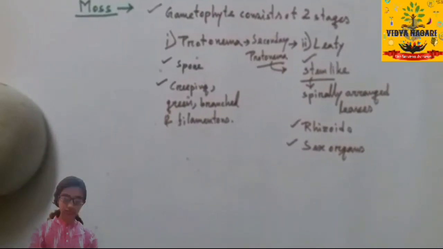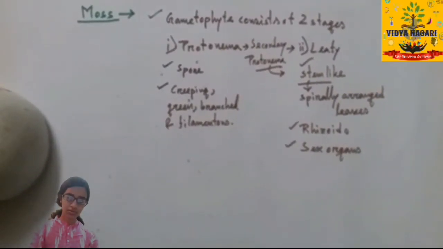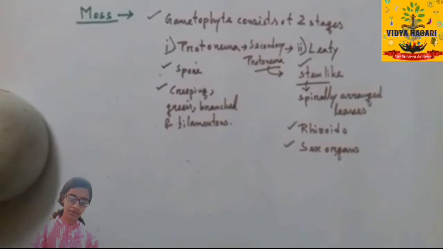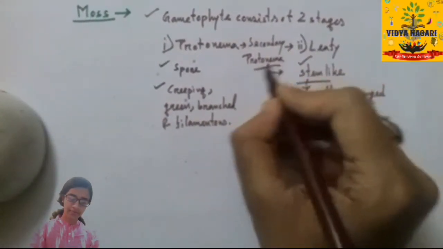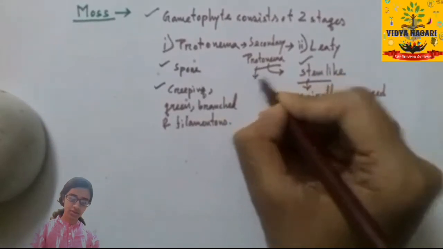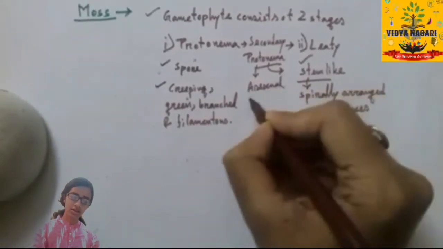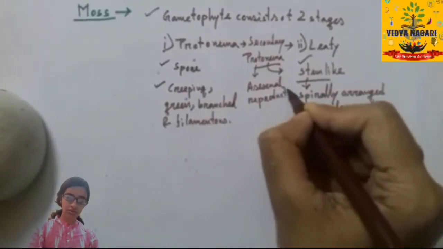In case of reproduction of mosses, the reproduction is the same as the liverwort, and their fragmentation and budding of asexual reproduction occurs in the secondary protonema stage. So the importance of the secondary protonema stage is that the asexual reproduction, that is their fragmentation and budding, occurs in this secondary protonema stage.